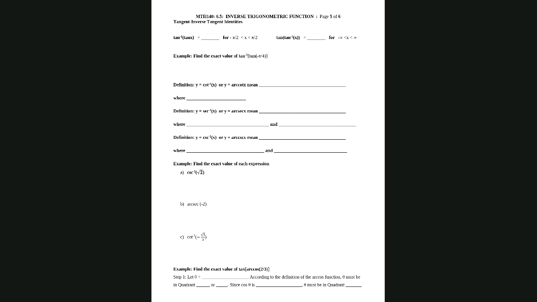Okay, so now we're going to look at the identities for the tangent and the inverse tangent function. And just like for sine, we've got that the inverse tangent of tangent x is equal to x if x is between negative pi over 2 and positive pi over 2. And the tangent of inverse tangent of x is always equal to x. So there's no limit on what x can be here.